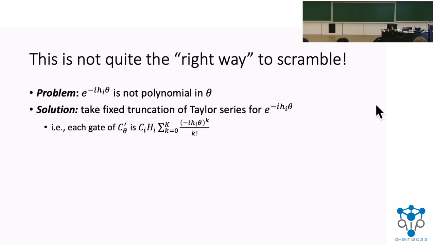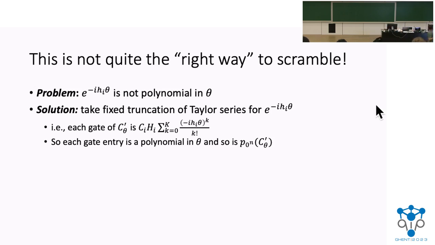So in other words, here's the final way we propose taking our worst case circuit and scrambling it, making it look more random. We take each gate in the worst case circuit, Ci, we multiply it by hi, and then multiply not by exactly e to the minus i little hi theta, but rather the kth order Taylor series truncation of this gate. Okay, now why do we like this? Well, because now each gate entry is a polynomial in the single parameter theta, because the Taylor series is a polynomial in the single parameter theta.